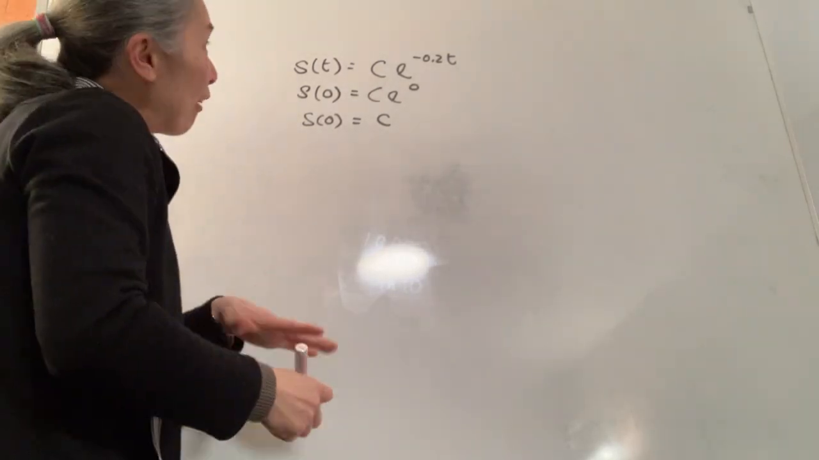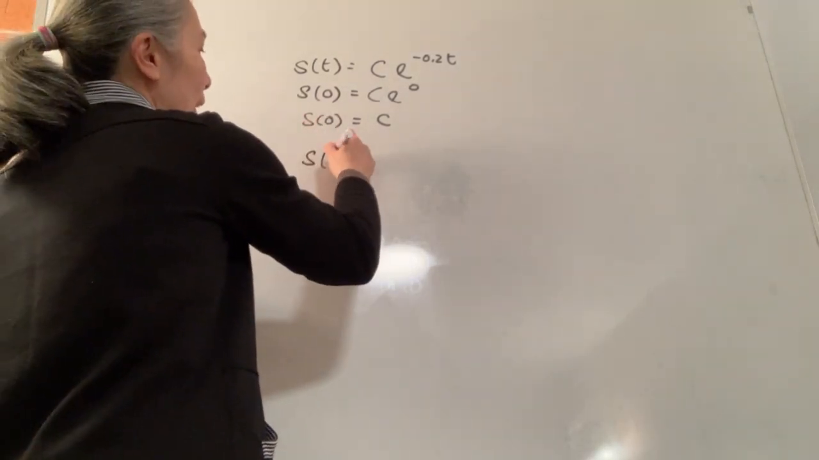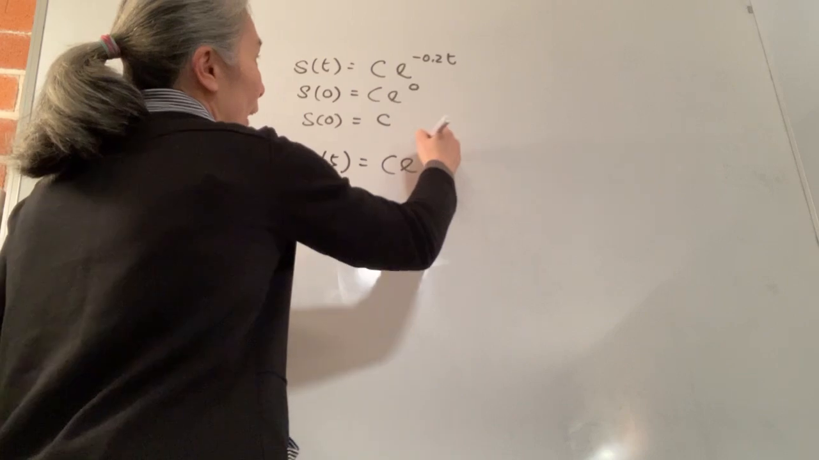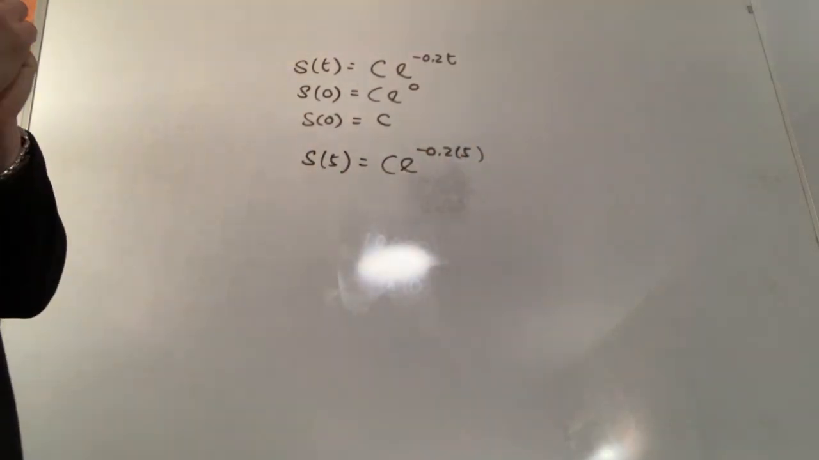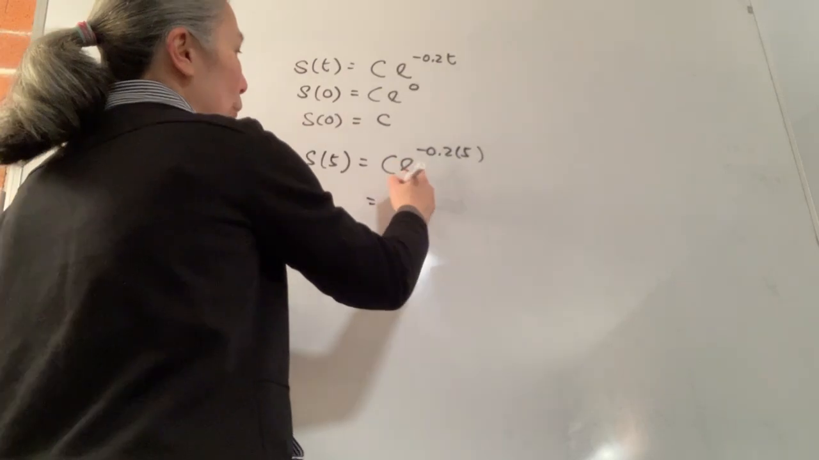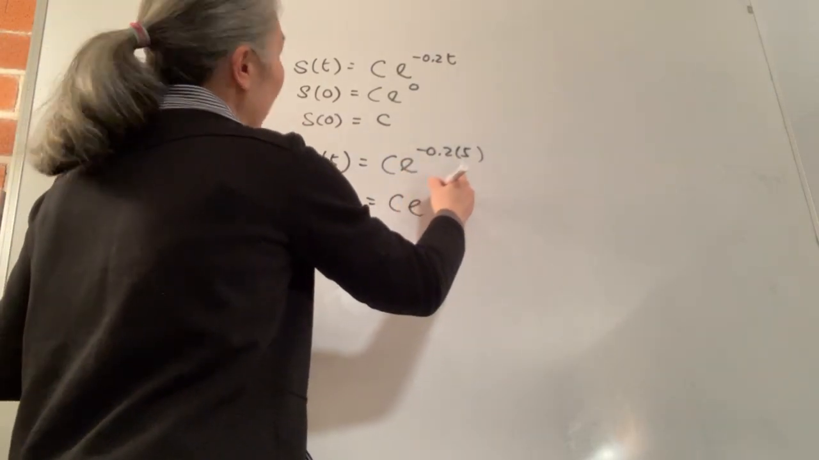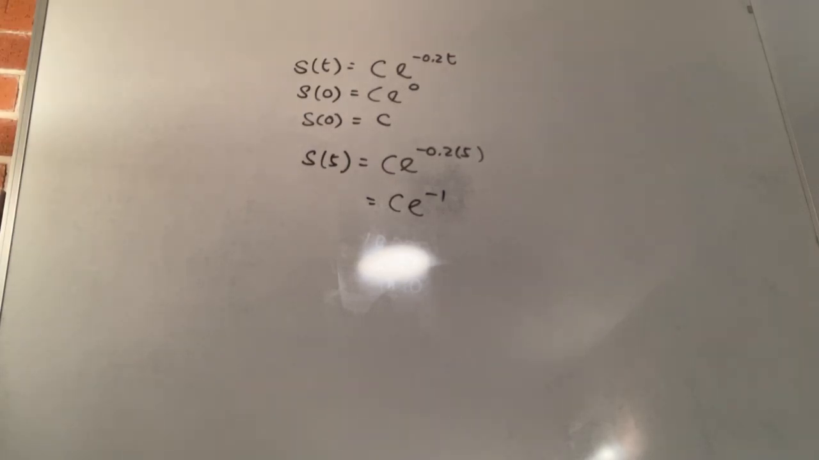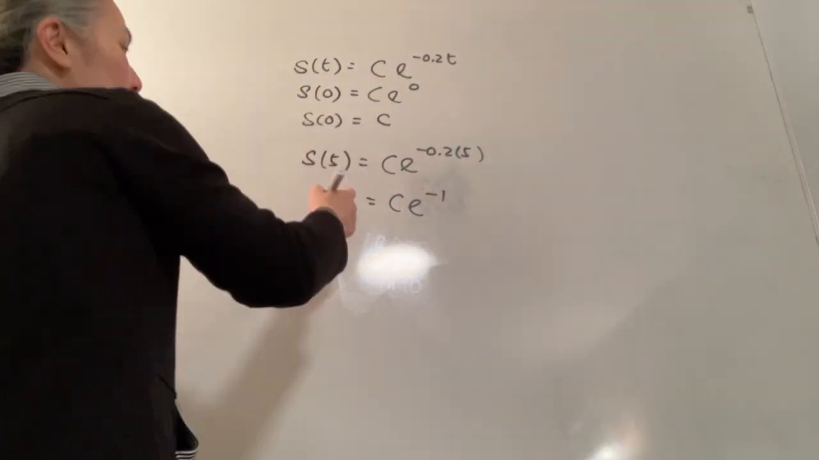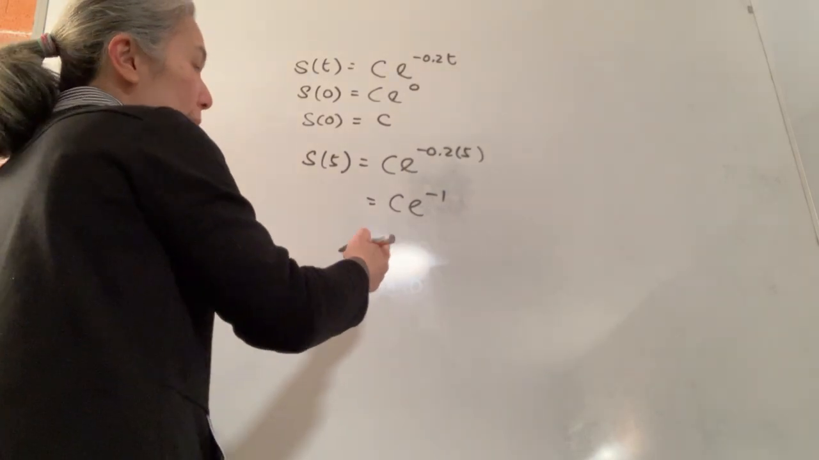Right, and then after 5 years, that means you are looking for S of 5. That's what you are going to have. And therefore, the value will be Ce to the power of, is going to be 1, isn't it? Minus 1. All good? So the percentage decrease, that means you need to find out what is the decrease.